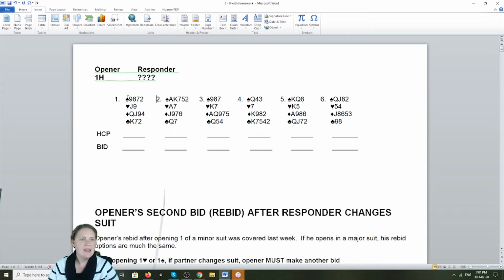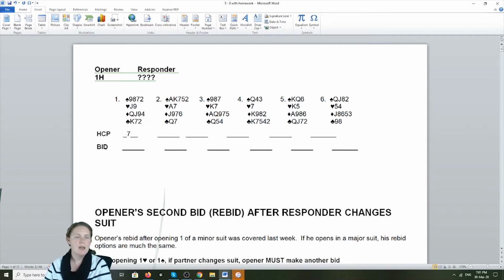So the first one, hand number 1. In spades, we've just got these 4 little ones, the 9, 8, 7, 2. Hopefully you're following along with the hands here. With this hand, in terms of high card points, I've got a total of 7. I believe it's page 16. Thank you to whoever sent that through. We're at 7 high card points, which means, do we have to make a bid? Yes, we do if we're the responder, because you must make a bid if you've got 6 or more.